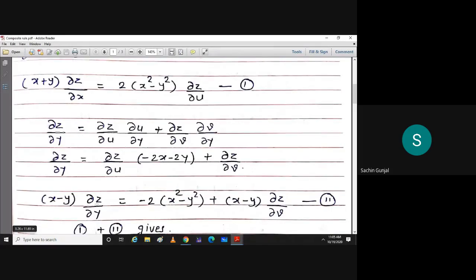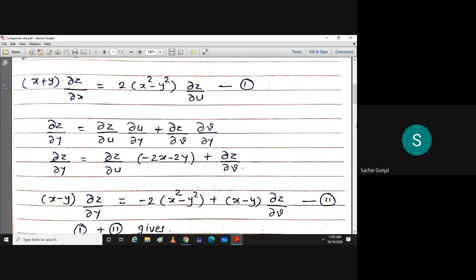(x minus y) into ∂z/∂y is equal to, if you take minus 2 out, it will be x plus y, and you are multiplying by x minus y. So it will become x squared minus y squared, plus (x minus y) into ∂z/∂v. Is this second equation fine? Yes, sir.